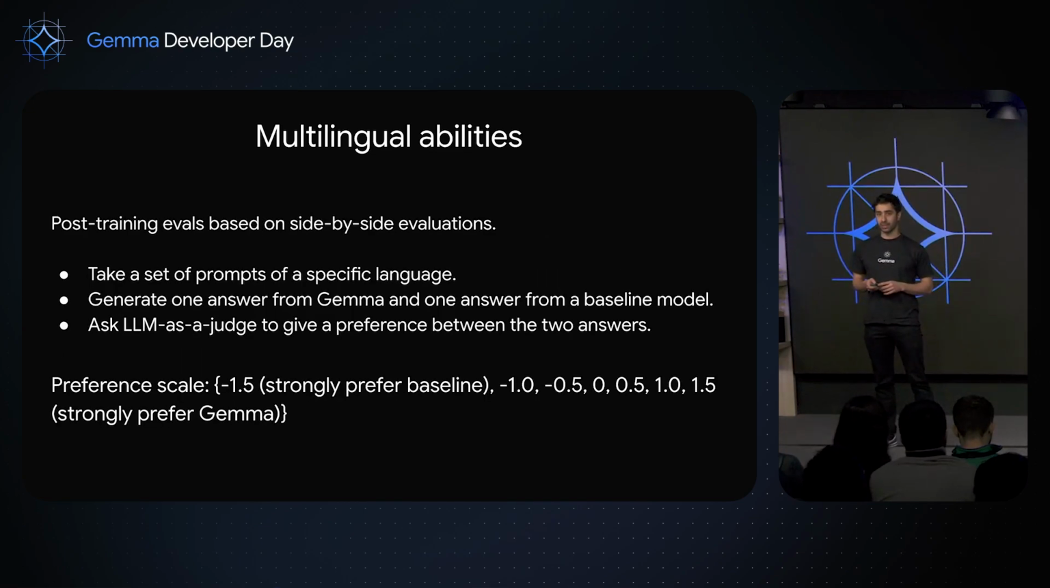Speaking of post-training evals, they're usually based on side-by-side evaluations. So you take a set of prompts of a specific language. You generate one answer from Gemma and one answer from a baseline model. And then you ask a usually bigger and more capable model to give a preference score between the two answers. So usually it goes from negative 1.5 to positive 1.5, where the negative number means that you prefer the baseline and the positive number means that you prefer Gemma.